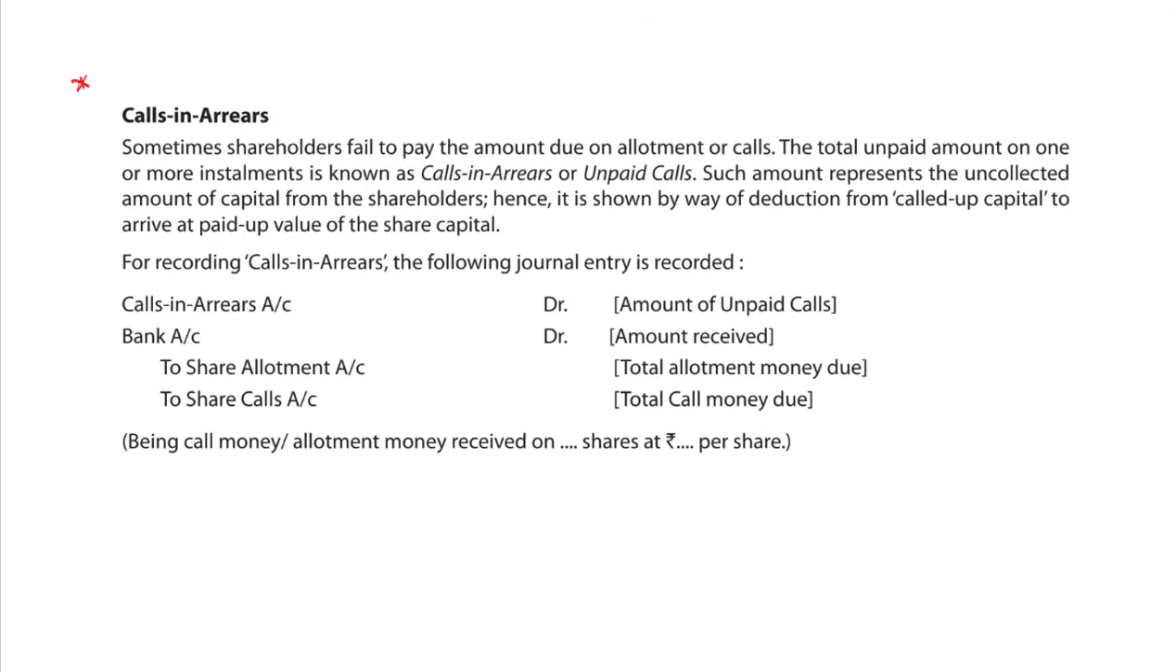Starting with calls in arrears. Sometimes shareholders fail to pay the amount due on allotment or calls. The total unpaid amount on one or more installments is known as calls in arrears or unpaid calls. Such amount represents the uncollected amount of capital from the shareholder. Hence, it is shown by way of deduction from called up capital to arrive at paid up value of share capital. For recording calls in arrears, the following journal entry is recorded. Calls in arrear account debited, bank account debited to share allotment account, to share call account.